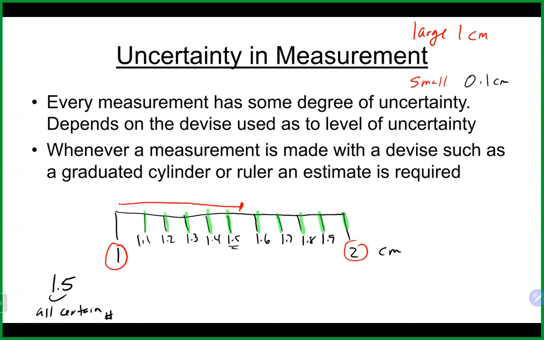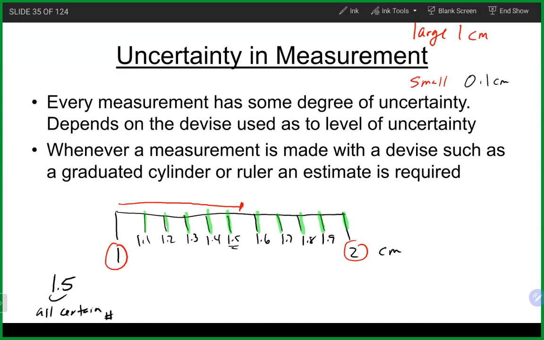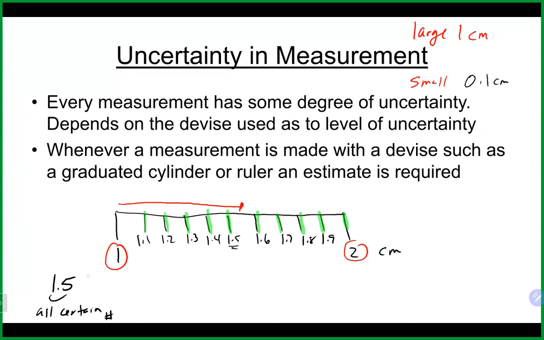I may look at that and think it's maybe dead half between both of those markings. So I may call it a 5 and record this along with our unit. And this is our first uncertain digit, sometimes referred to as the estimated digit. When you take a measurement and you record all the certain numbers plus the first uncertain number, this is what is referred to as significant figures.